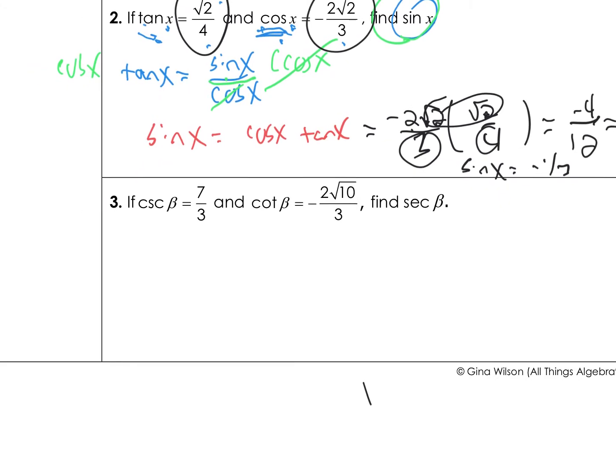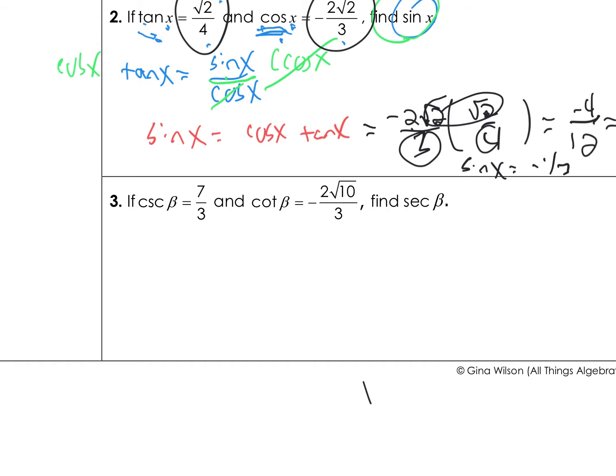Last one on the page. If cosecant of beta is equal to 7/3, and the cotangent of beta is the negative 2 square roots of 10 over 3, find the secant of beta. Okay, let's see, what do I have? Find the secant.